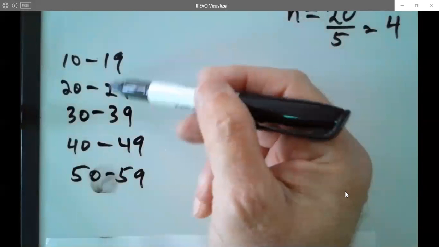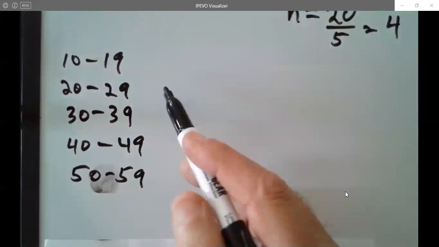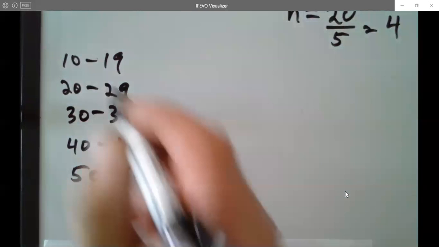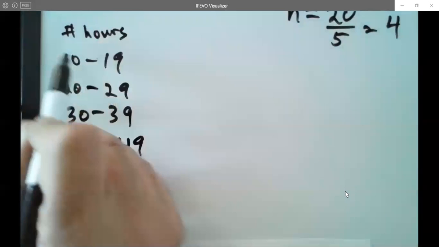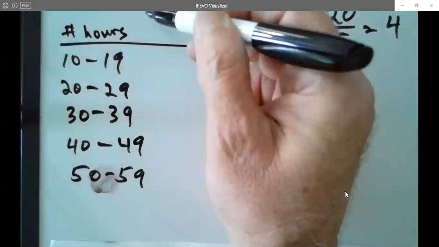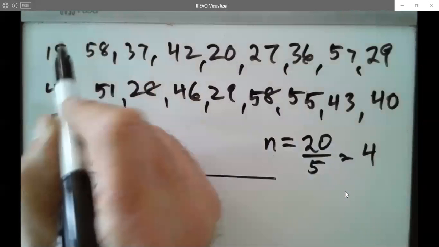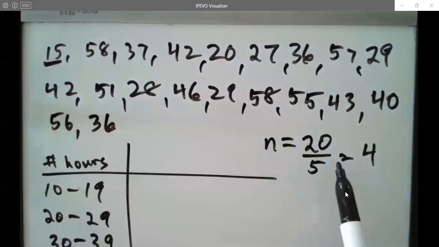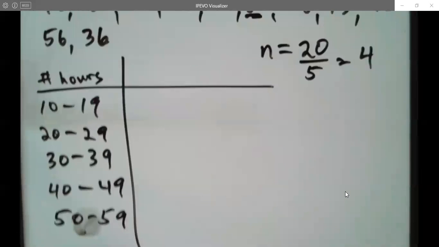So you have 5 classes, 1, 2, 3, 4, 5, and this is a number of hours. Since 15 is the lowest and 58 is the highest, 15 will fit in the lowest class and 58 will fit in the highest. So you know that all your data will fit in the classes.